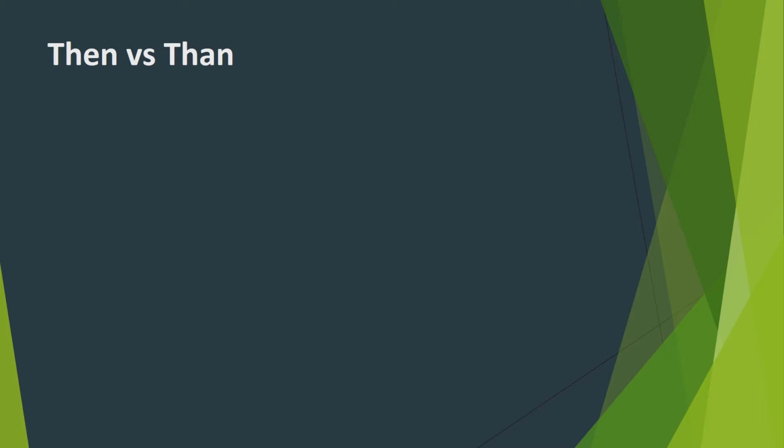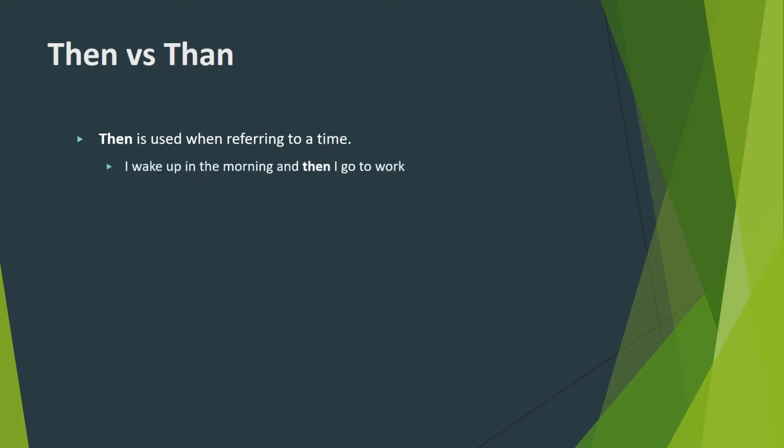So the first one we're going to look at is then versus than. When we're talking about then, it's used to refer to time. So the example is, I wake up in the morning and then I go to work. And then I would work all day and then I would come home. You can kind of get the idea there. Than is used as a comparison. The number 4 is greater than the number 2. So you can see there, although they sound the same, there are some major differences. So keep that in mind when preparing for the grammar quiz and for your overall grammar.